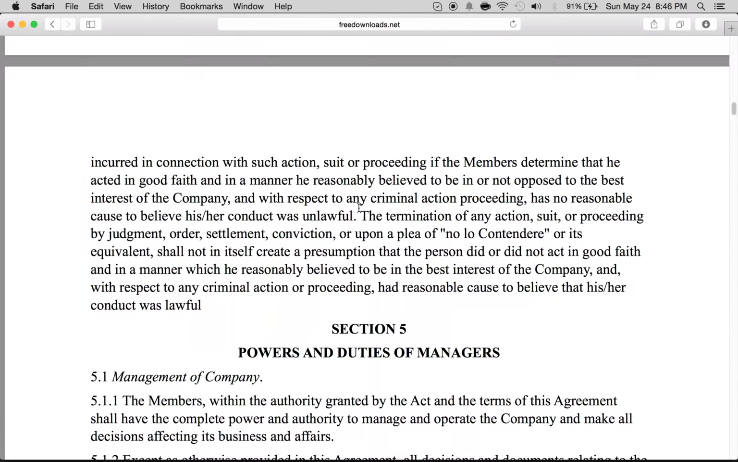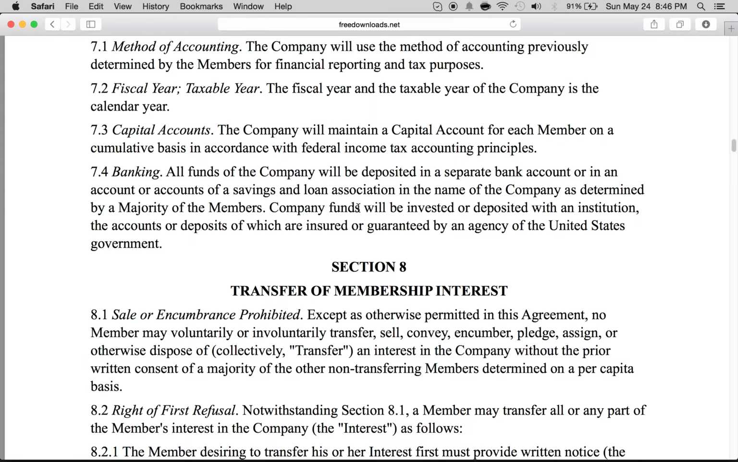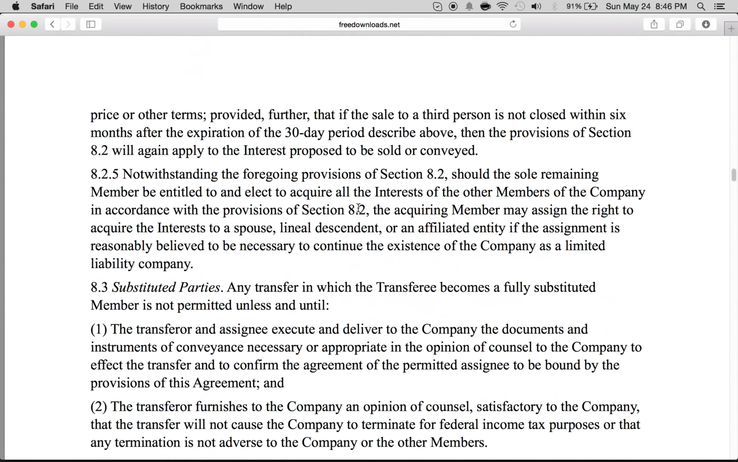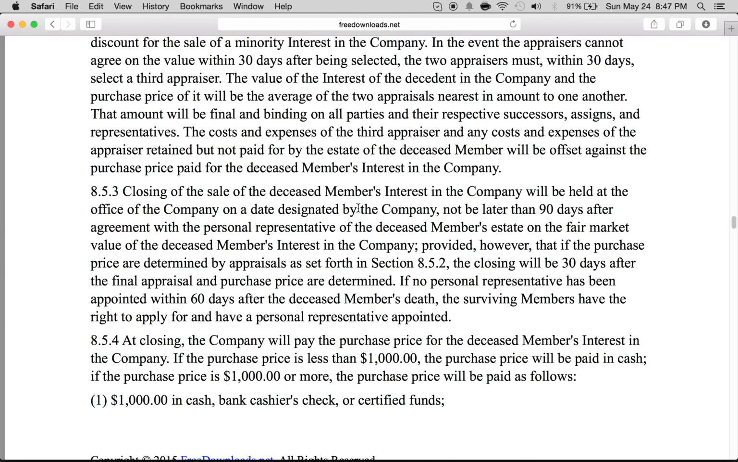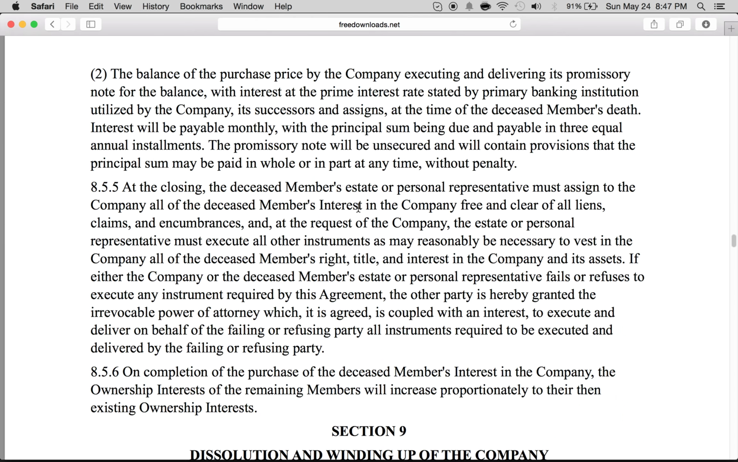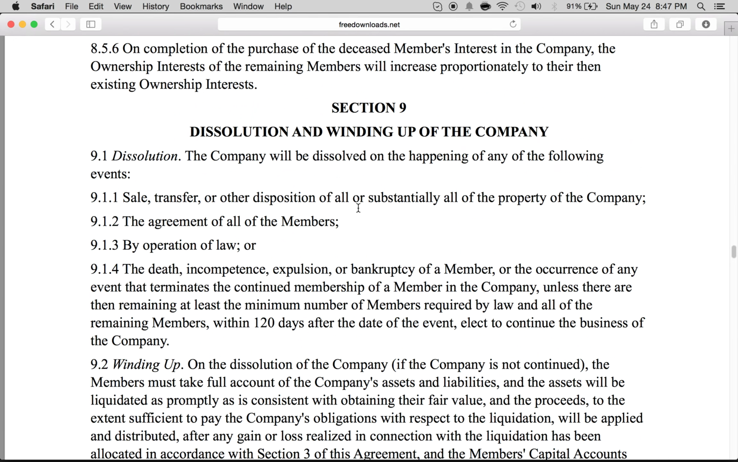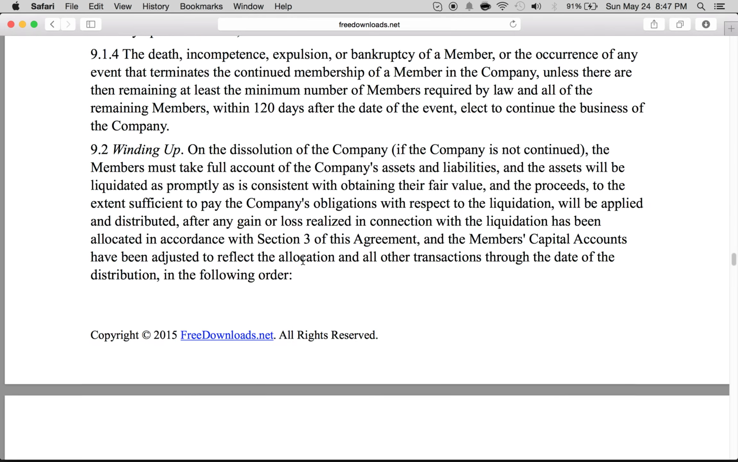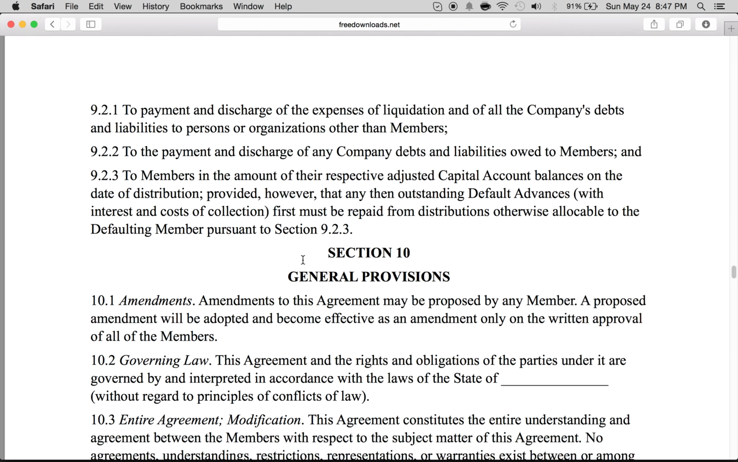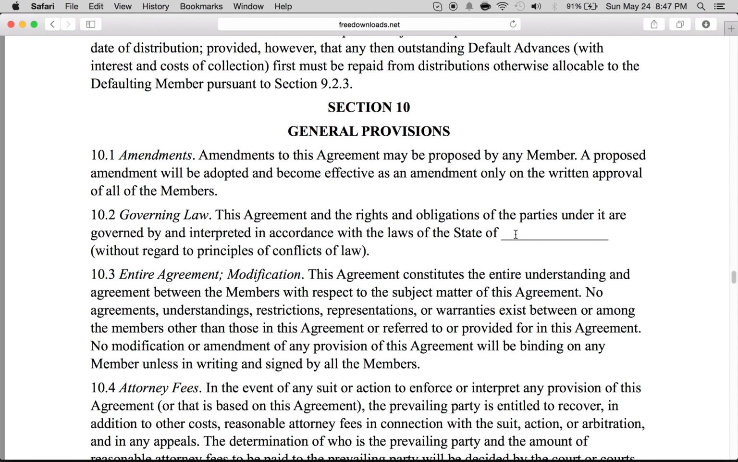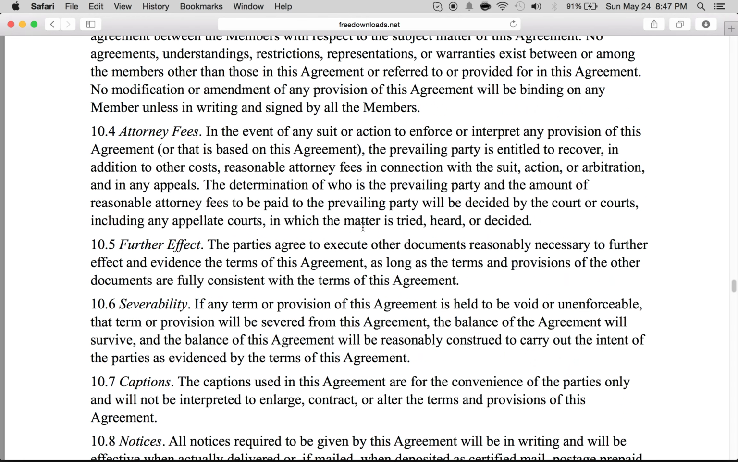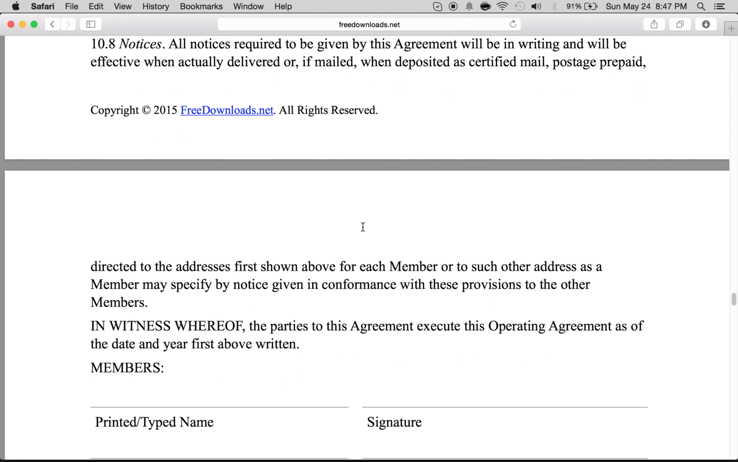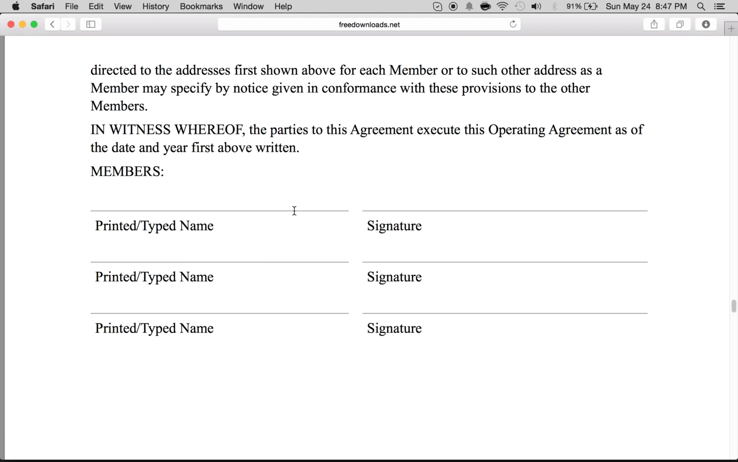Now we keep going, scrolling down until we find a blank. And again, all this information is just very generic. You can obviously go through here and change anything if you want with Microsoft Word, but this is just the generic version. I'll interrupt myself a second here, you want to enter the state here in 10.2. But getting back to what I was saying, if you're just going to enter the ownership interest of everyone, then this is a good PDF template for you.